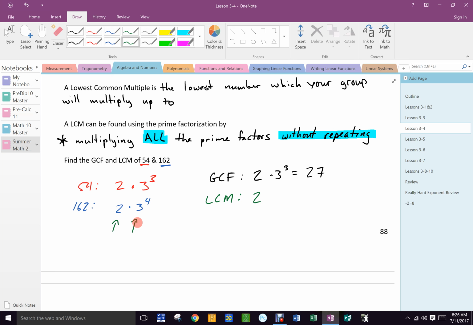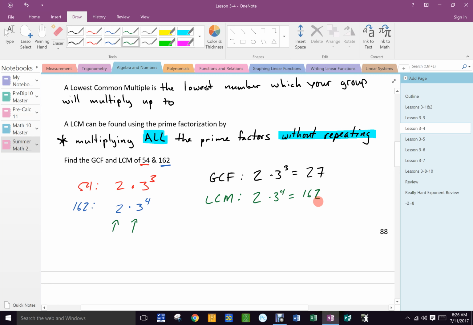I need to multiply all of the prime factors without repeating. So, if I multiply by 3 3's, does that cover this guy's 4th 3? No. If I multiply by 4 3's, does that cover all of this guy's 3's? So I have to do all 4 of them to get 162. Is everybody cool with that?